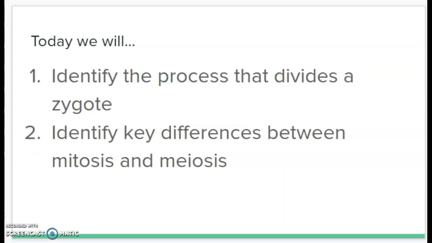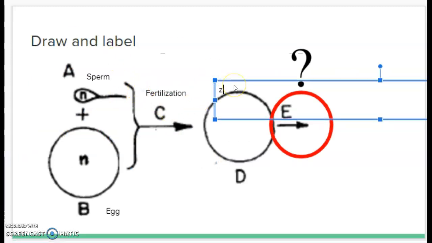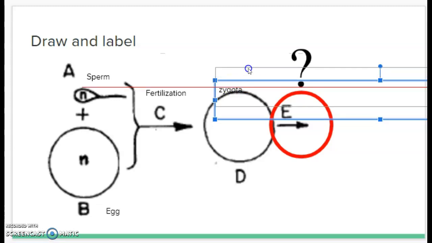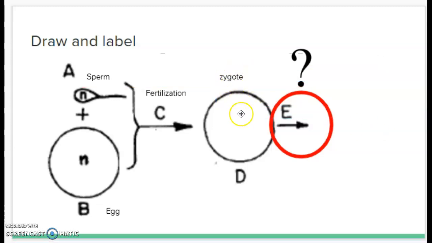And then when they come together, that produces a zygote. So D would be the zygote. And then today we're going to talk about what happens after it becomes a zygote and starts to divide. So again, the process that makes the egg and sperm, you have to start with meiosis. So meiosis would be here, fertilization, and then today we're going to talk about what E would be.